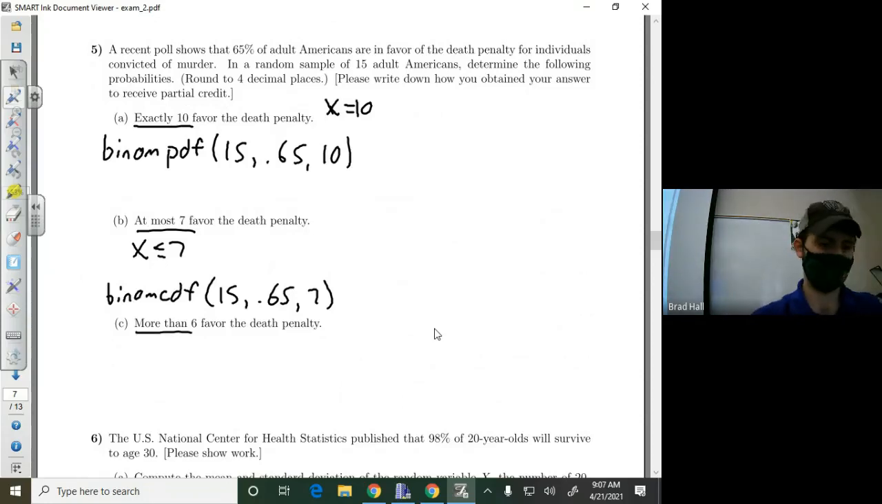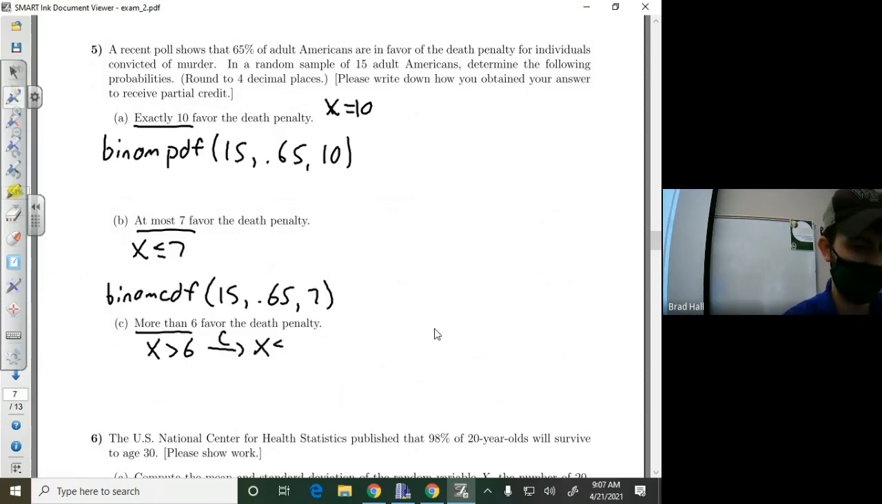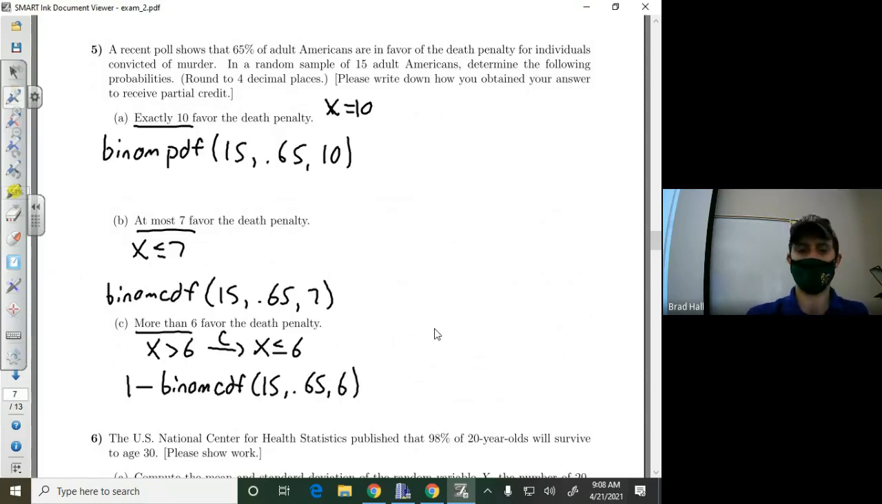More than 6, a lot of people got this one wrong. When x is greater than 6, well, you need the inequality to face the other direction. So the complement would be x is less than or equal to 6. That's the complement of that. And anytime you complement, that's 1 minus the binomial CDF of 15, 0.65, and 6. Anytime you complement, you have to do 1 minus.